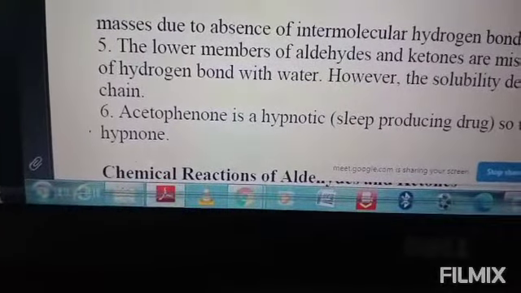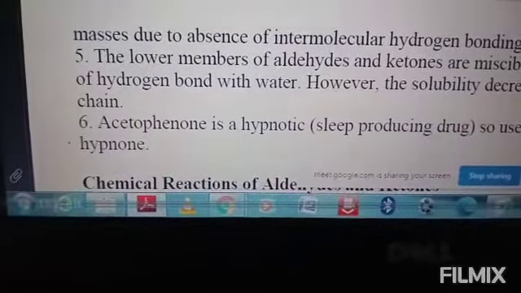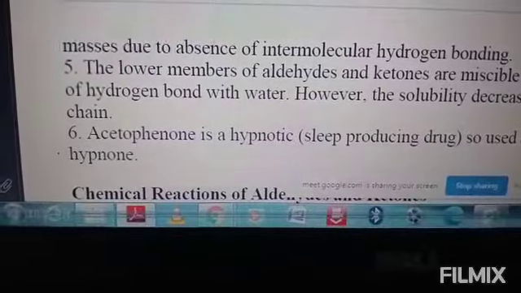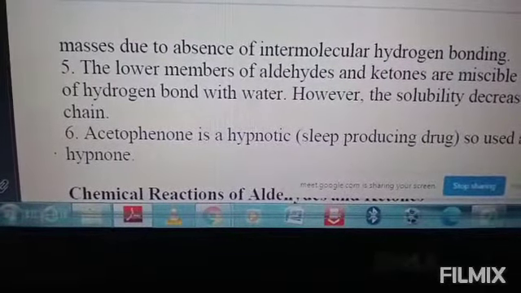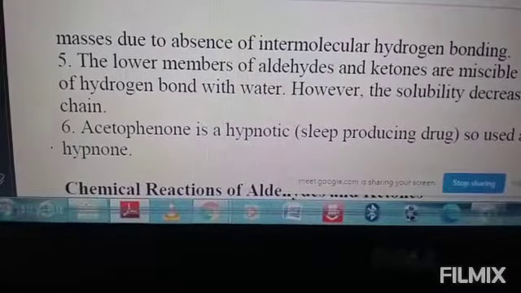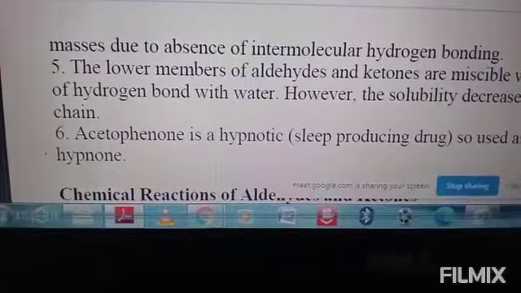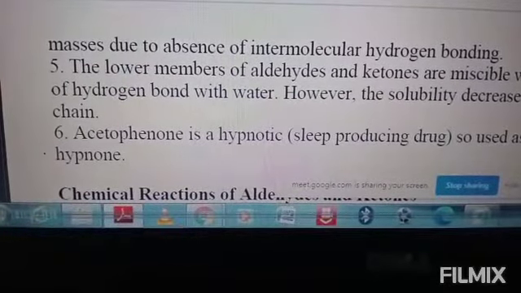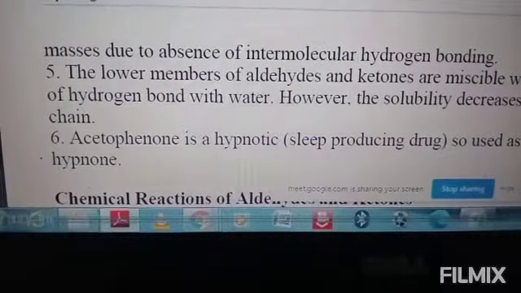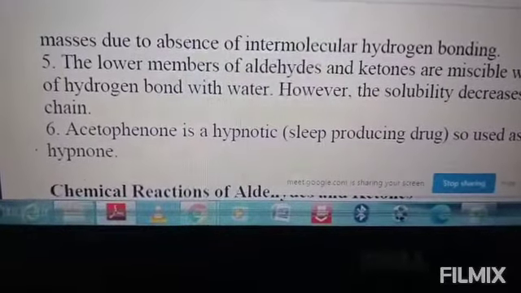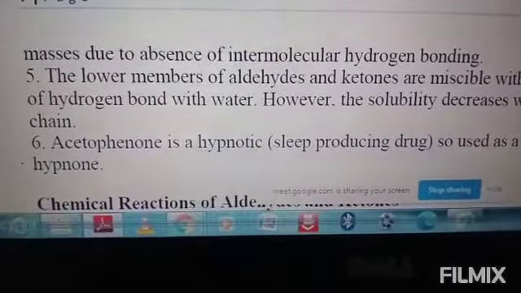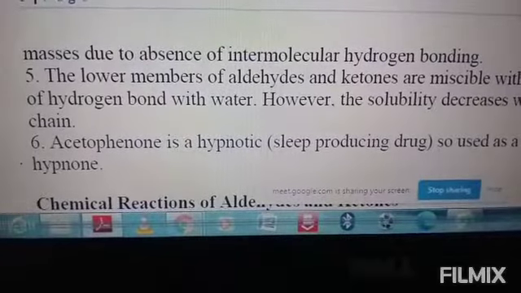In case of this solubility, you must recall that up to 3 carbons, that is your ethanol, propanone, are miscible in water, and if it is more than 3, then it is insoluble in water. You must recall it. But aldehydes and ketones are generally soluble in organic solvents like benzene, ether, methanol, chloroform.